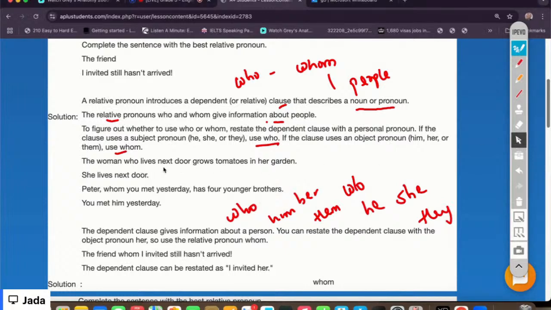So we have: the woman who lives next door grows tomatoes in her garden. You can restate it and remove the woman, and you can say she lives next door. So that means who is suitable. But you cannot say her lives next door. That's incorrect. Now, Peter, whom you met yesterday, has four younger brothers. You can say you met him yesterday, but you cannot say you met he yesterday. So take note that whom goes with the object pronoun, while who goes with the subject.